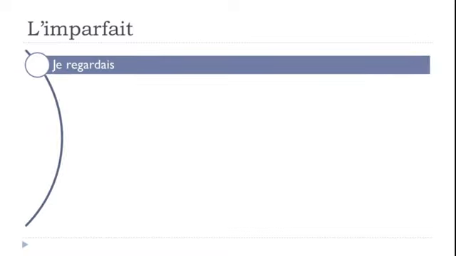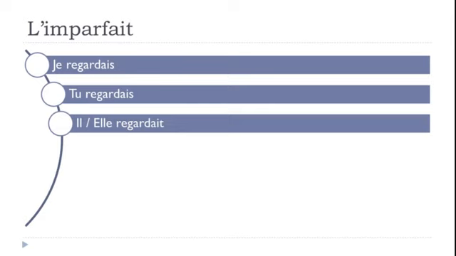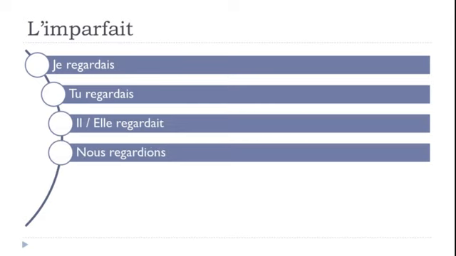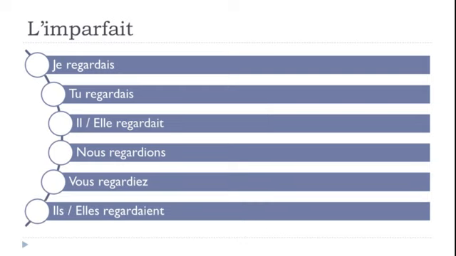Okay, so let's see how it goes for all the forms. So je regardais, so it's regarder, to watch. Tu regardais, il regardait, elle regardait, nous regardions, vous regardiez, ils regardaient, elles regardaient. Okay, so remember, regardait is the same form, and then after that, you've got this ion, as I said, regardions, and then ier, regardiez.